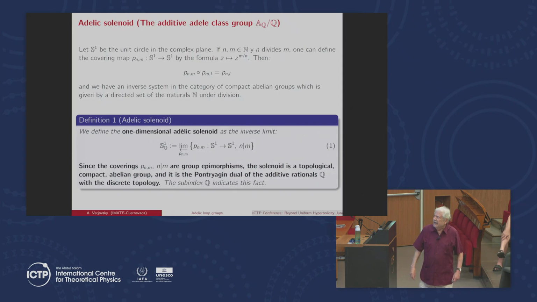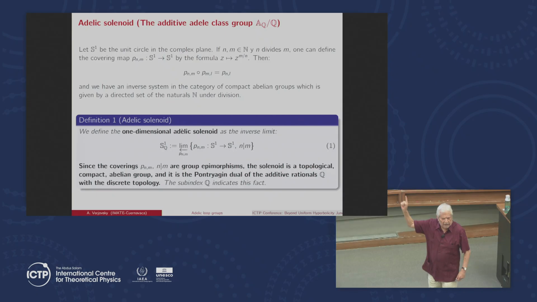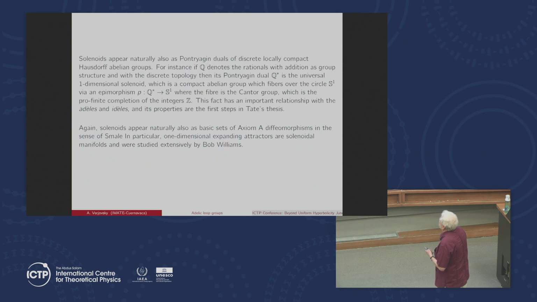But actually, because these coverings happen to be not only coverings, but group homomorphisms, so I'm thinking of S1 as a group. It's the most beautiful abelian group of dimension 1. Since these coverings are simultaneously coverings and epimorphisms, the inverse limit is also a topological group. It's a topological group because the inverse limit of homomorphisms has a group structure. And the best way to think of it is in terms of sequences.